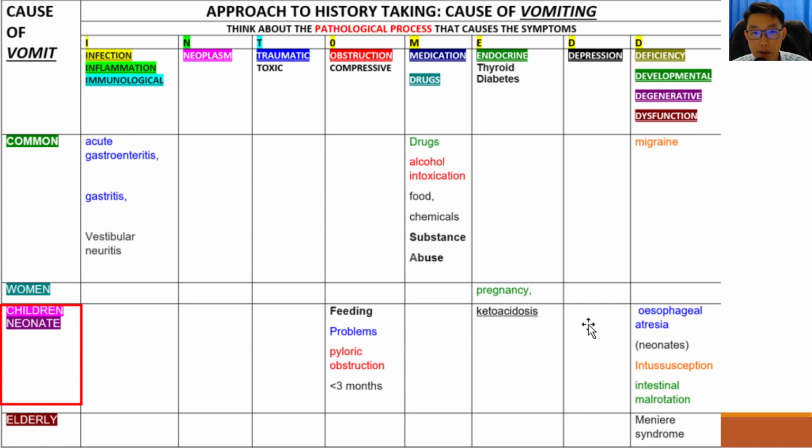Developmental issues such as esophageal atresia, which is essentially a poorly formed esophagus, intussusception, which is the movement of one part of the bowel into the adjacent part causing obstruction, and intestinal malrotation can cause vomiting due to obstruction of the gastrointestinal tract lumen. In the elderly population, we have to consider a condition called Meniere disease, which essentially presents with vomiting associated with vertigo, tinnitus, and occasionally hearing loss too.